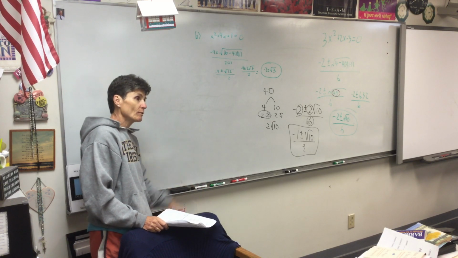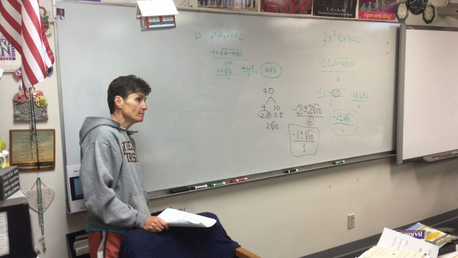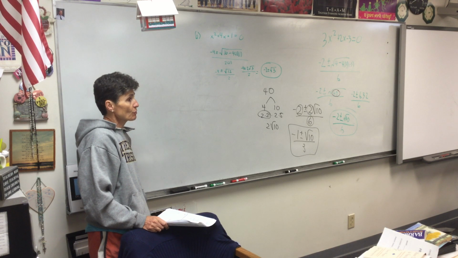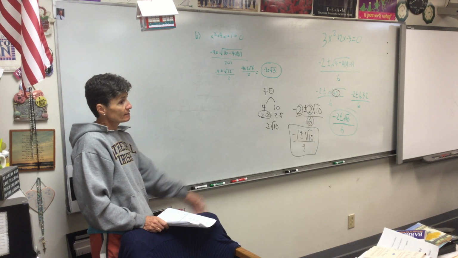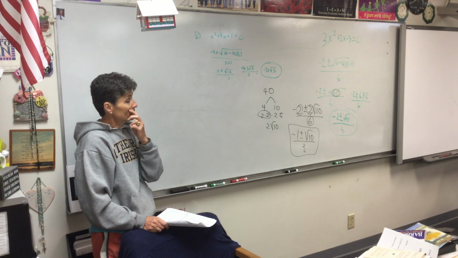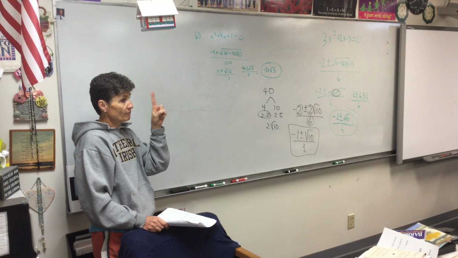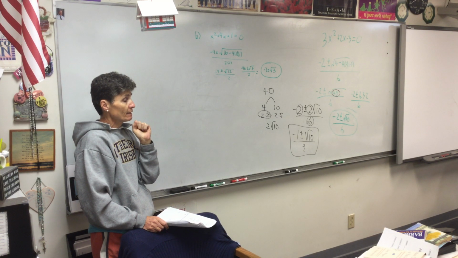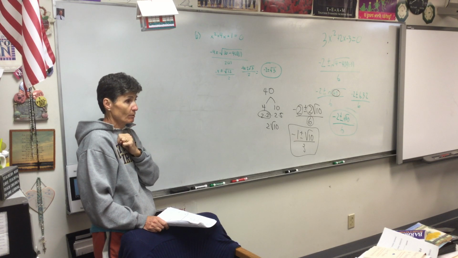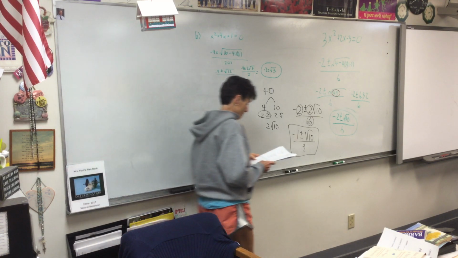How are we with the quadratic formula? Are we okay with that? Good. Okay, what are our rules for the discriminant again? If the discriminant is positive, we have 2 reals. If it's 0, we have 1. And if it's negative, we have none. They're imaginary. We have no real roots.